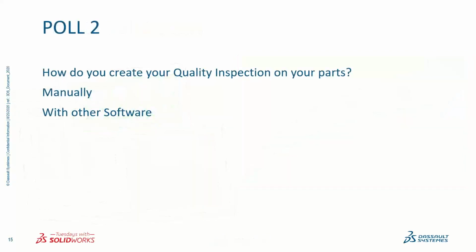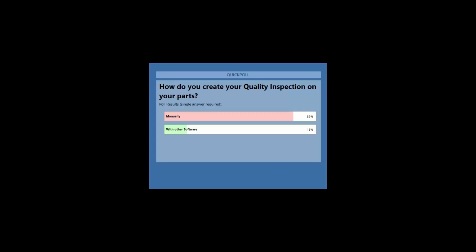But before that, I need to take one more poll: how do you create your quality inspection on your parts? The one which I showed you in the manual way, or do you have any other software, or are you using software itself? So please answer your poll. I'm waiting for your reply. Okay, let's give them a couple of seconds again. No chat, please. No issue. Okay. And let's close the poll. Let's share the results.